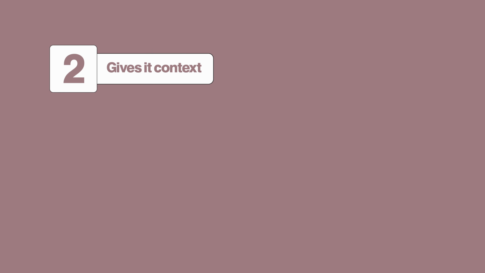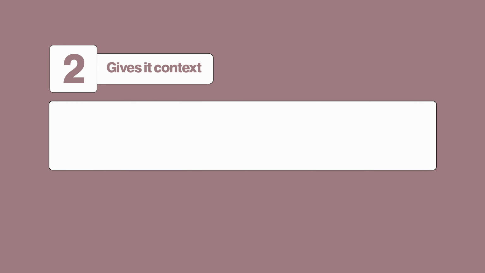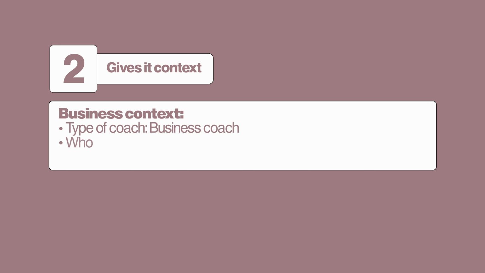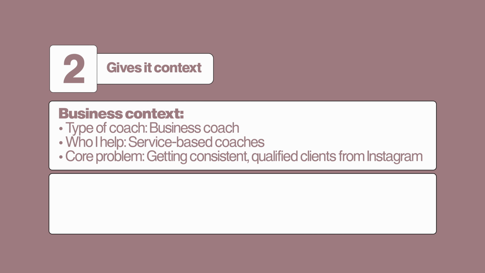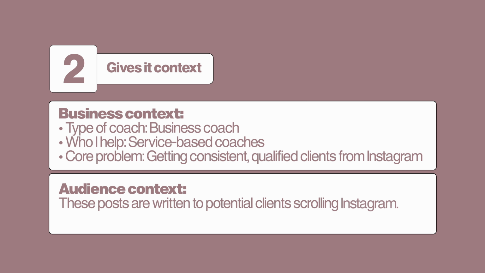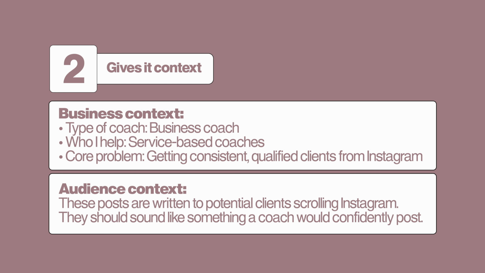Block 2 gives it context, who you are, who you help, and what your audience struggles with. Here's what I've included. In terms of the business context, I've told it what type of coach I am, who I help, who are service-based coaches, and the core problem that they have, which is getting consistent, qualified clients from Instagram. I've also given it audience context, telling it that these posts are written to potential clients scrolling Instagram, and they should sound like something a coach would confidently post. Giving your AI context stops the vague one-size-fits-all content that makes you want to rip your hair out.